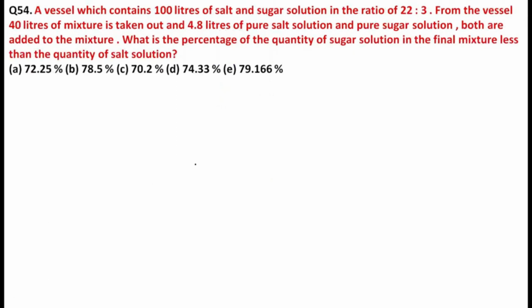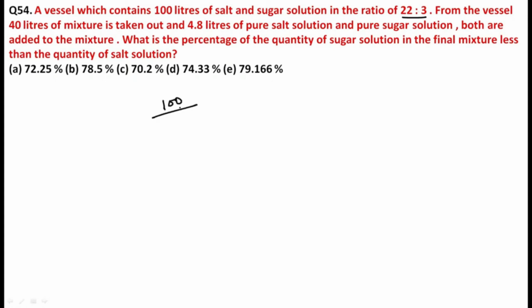Next one. A vessel containing 100 liters of salt and sugar solution in the ratio of 22:3. From the vessel, 40 liters of mixture is taken out and 4.8 liters of pure salt solution and pure sugar solution are both added to the mixture. What is the percentage by which the quantity of sugar solution in the final mixture is less than the quantity of salt solution? Now see, direct calculation here.